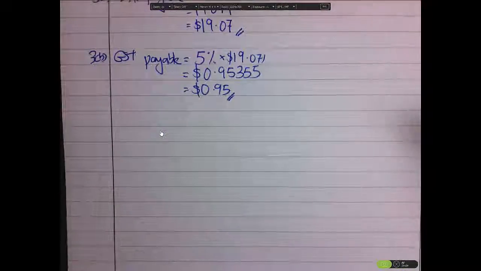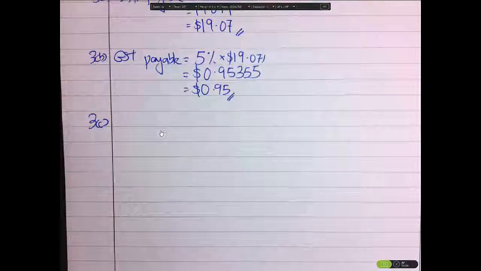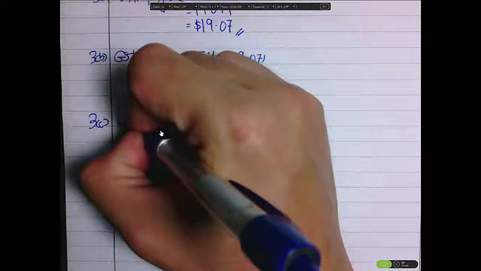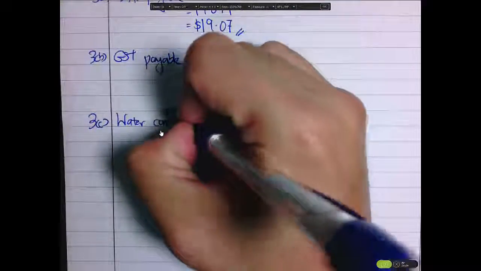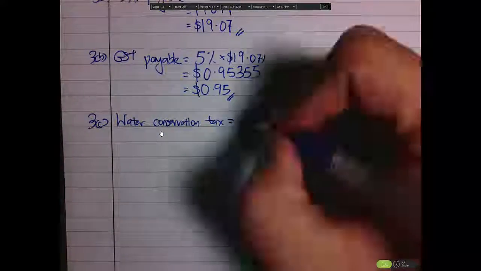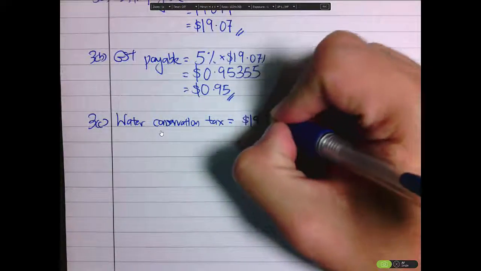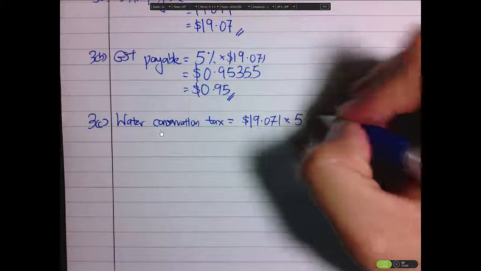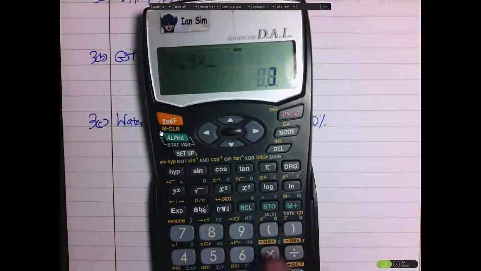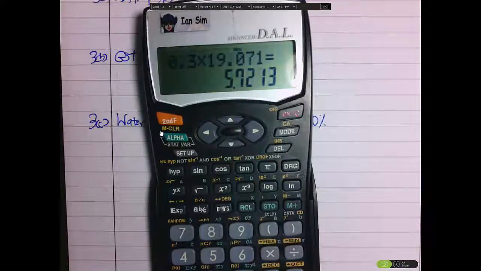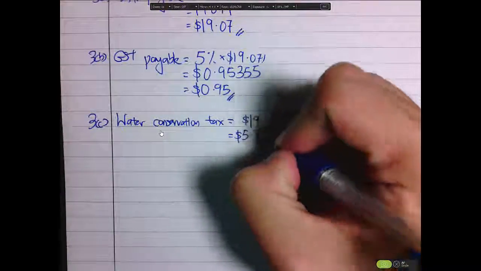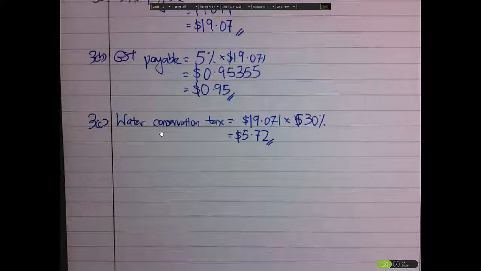Let me shift the camera down. 3C, the water conservation tax. Again, I cannot stress how important it is to label what you're finding. I take 19.071 times 30%. So I take 0.3 times 19.071, I get 5.72. So he pays $5.72 for the water conservation tax.